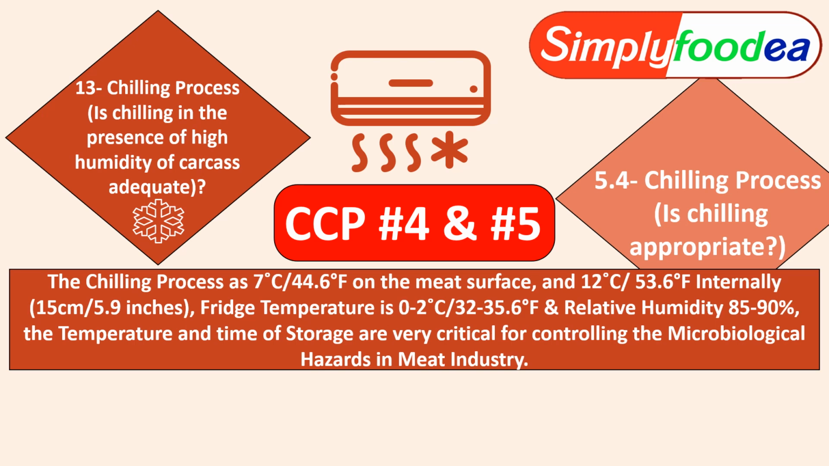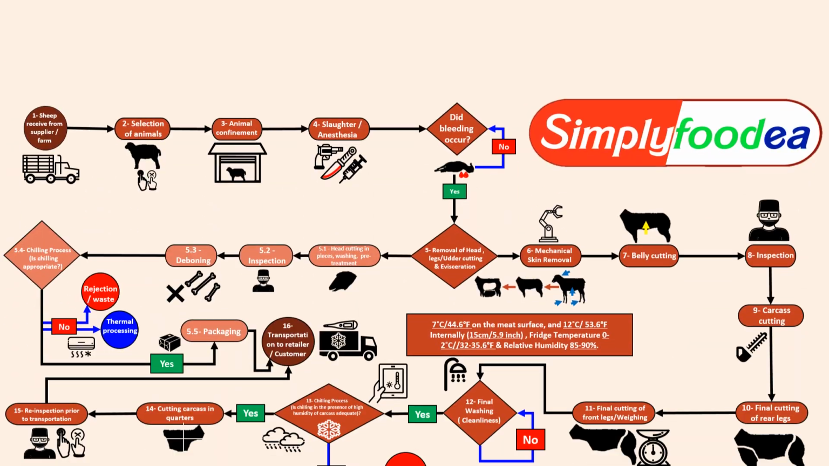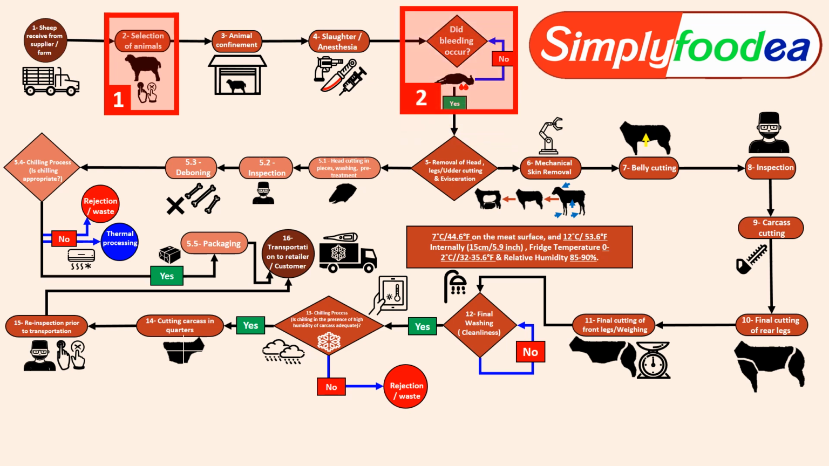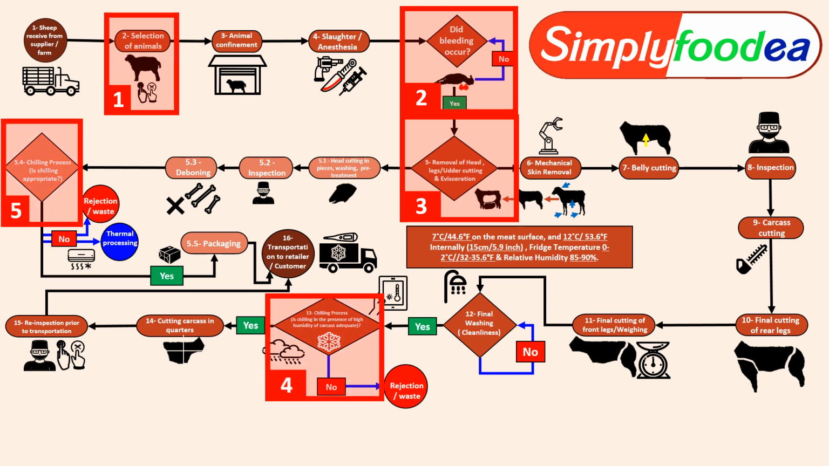So finally, our CCPs: selection of animals is CCP number 1. The bleeding efficiency is CCP number 2. The removal of head, legs, other cutting and evisceration of the internal organs is CCP number 3. Number 4 and 5 are the chilling process.